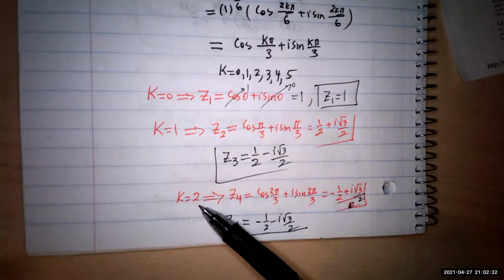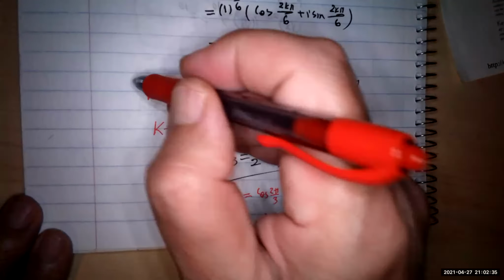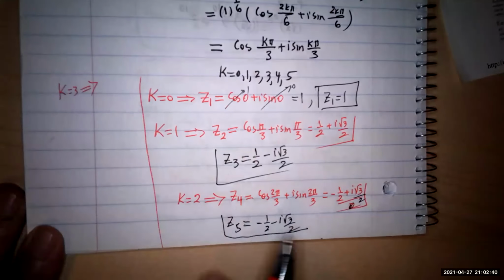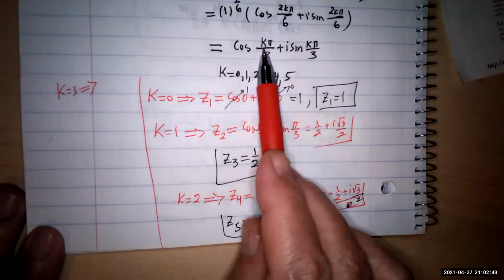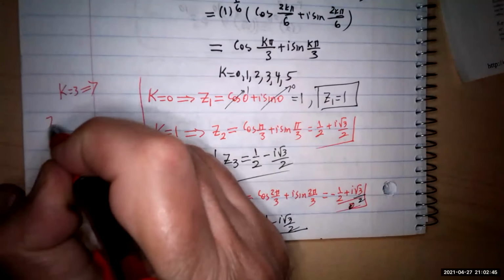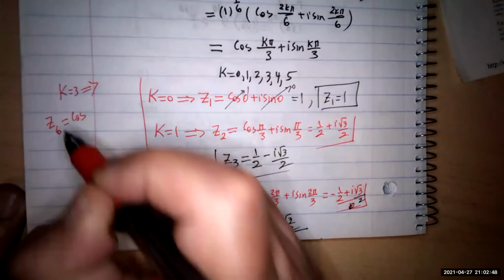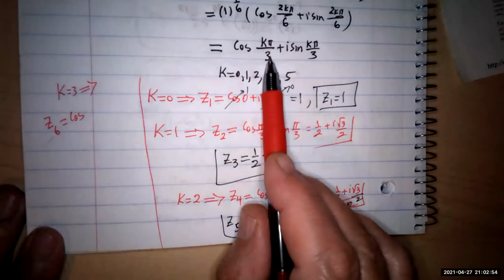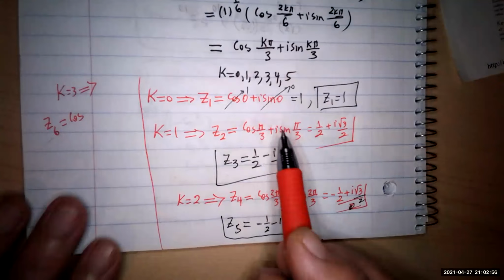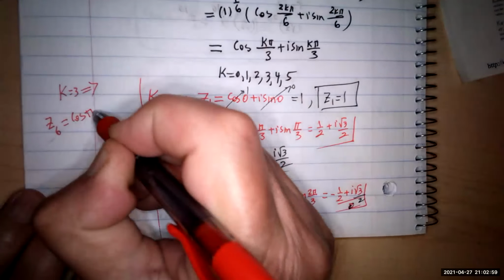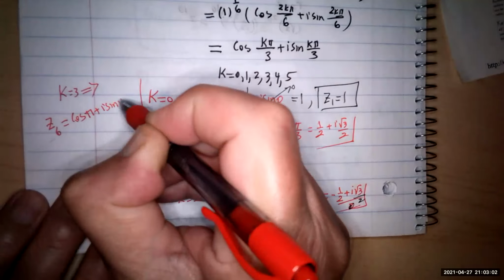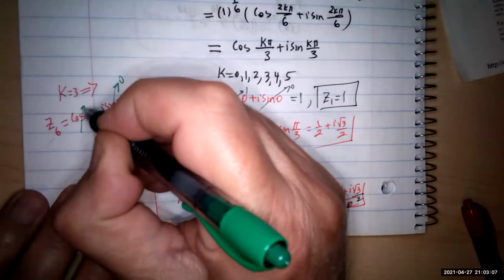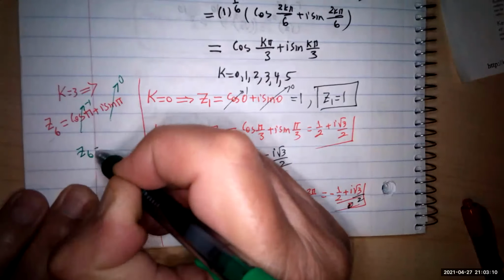This is k equal to 2, put k equal to 3. Okay, k equal to 3 here. So what's going to be z6 is equal to the cosine of, if you put k equal to 3, that gives you 3 pi/3. 3 and 3 would simplify. So that gives you cosine of pi plus i sine of pi. Sine of pi is 0. Cosine of pi is negative 1. So z6 is negative 1.